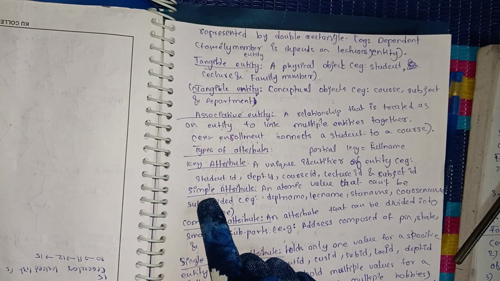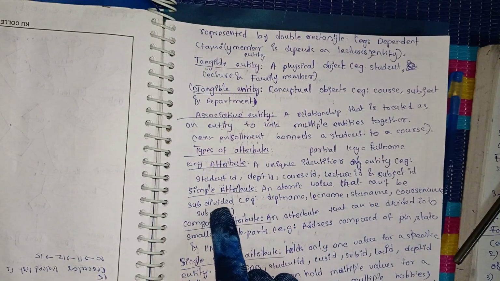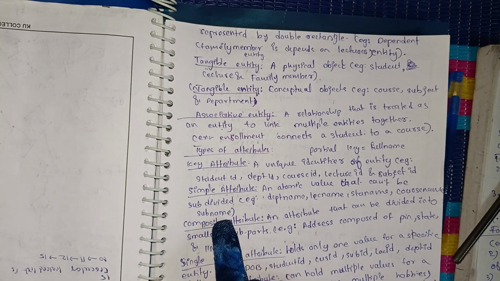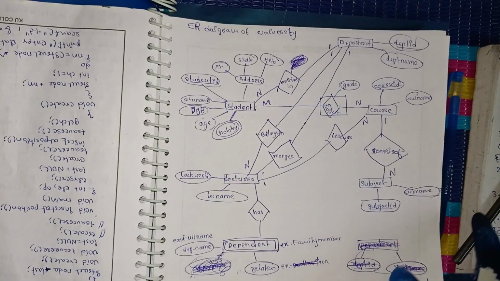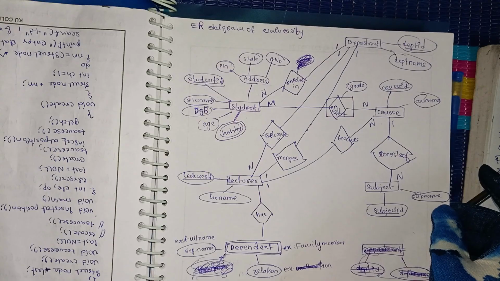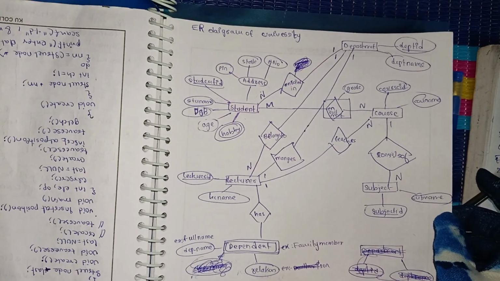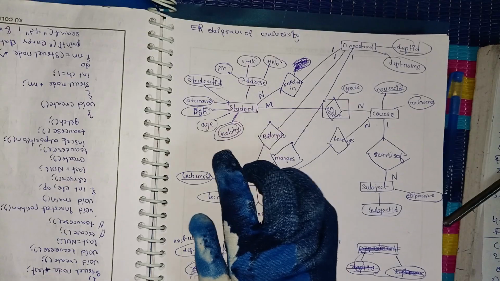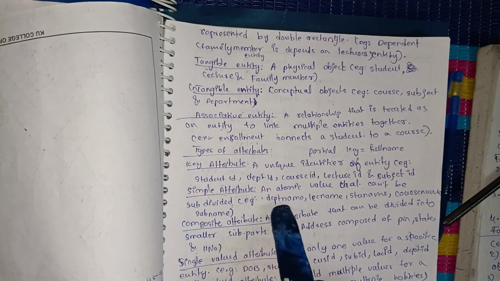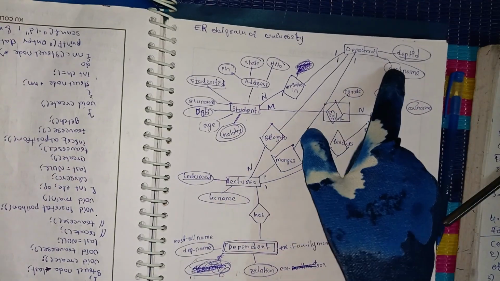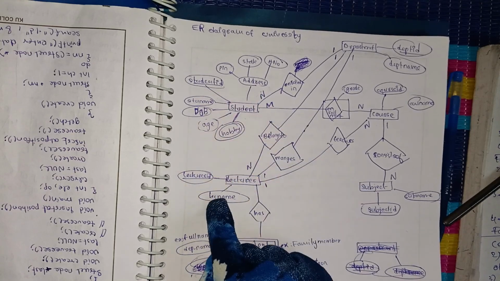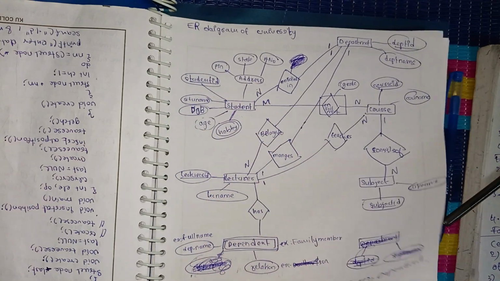And simple attribute: an atomic value that can't be subdivided. Department name, lecturer name, student name, course name, subject name. We can't divide these subject names further. Department name, lecturer name, and student name can't be subdivided.